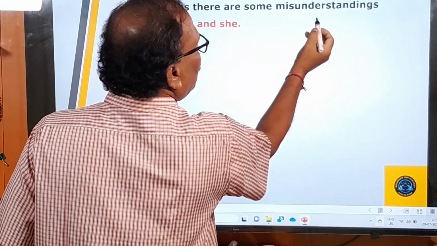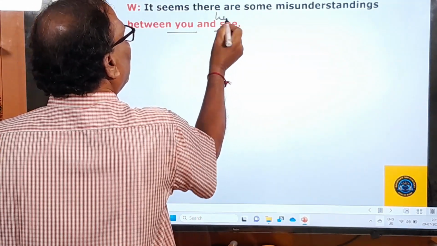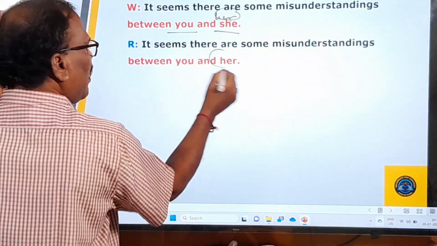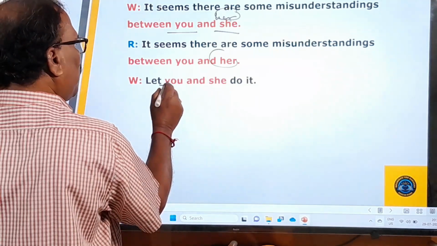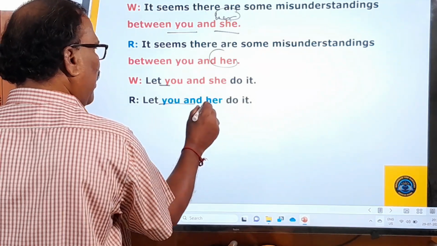It seems there are some misunderstandings between you and she. You and she there. You and her, you have to say. It seems there are some misunderstandings between you and her. Very important. Let you and she do it. You is objective case, she is subjective case. So you have to say, let you and her do it.